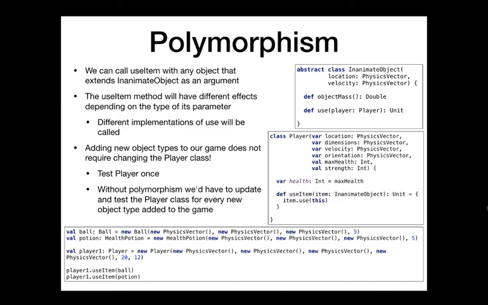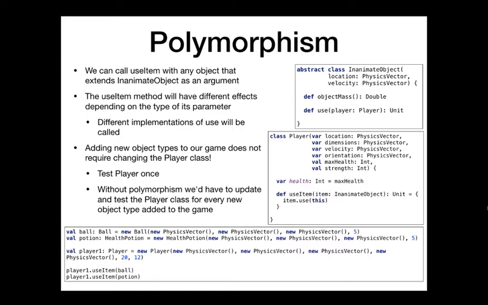But here, we have one method that takes an inanimate object. We're going to write tests for this one method. And now when we add new types that extend an inanimate object, we don't have to revisit the player class. The player class is done. We've written it, we've tested it, it's done. We lock that away. Unless we want to add new functionality to the player, maybe magic points or any other functionality, we change this class.